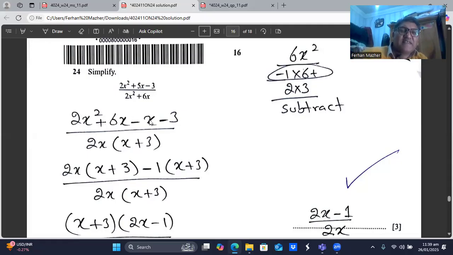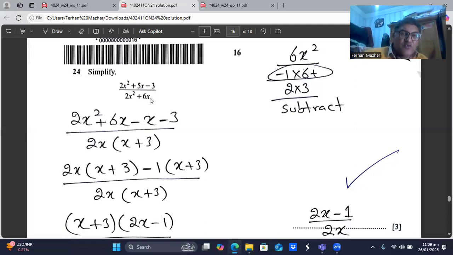So I'm going to do the middle term breaking here. So 2x squared plus 6x minus x minus 3. From the first two, I can take 2x common. From the last two, I can take minus 1 common. So you will have 2x bracket x plus 3 bracket close minus 1 bracket x plus 3. So I can take this bracket common. So x plus 3 into 2x minus 1.